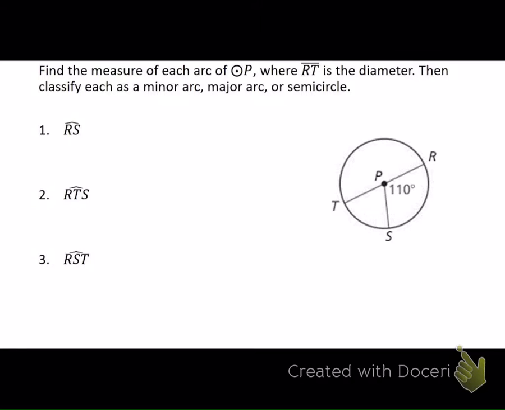So, when you find the measure of an arc, please listen real quick, because we need to talk about a few things here. We're going to find the measure of each of the arcs on circle P where RT is a diameter. Then classify each as a major, minor, or a semicircle.